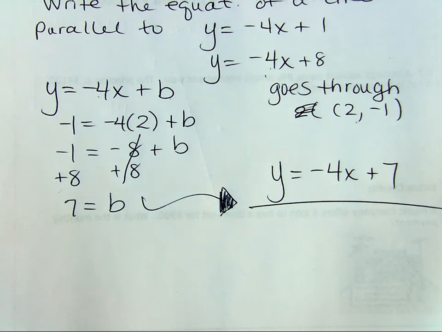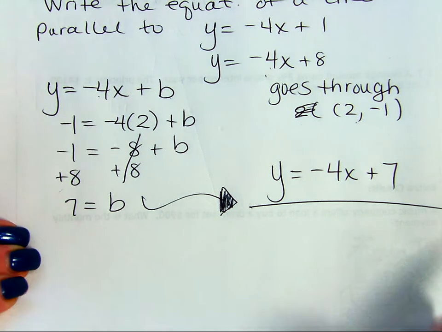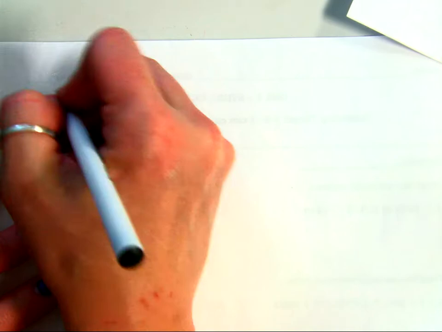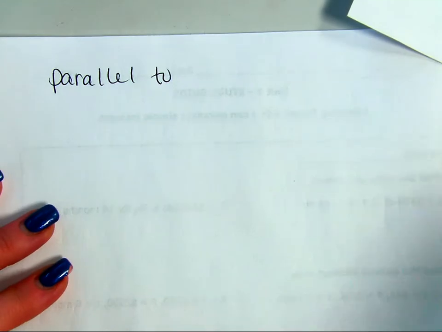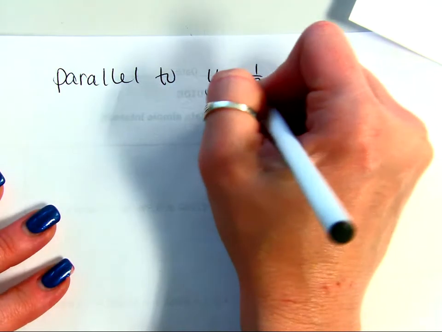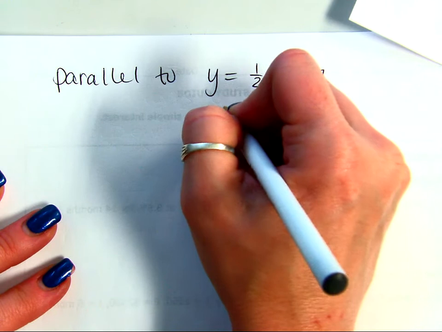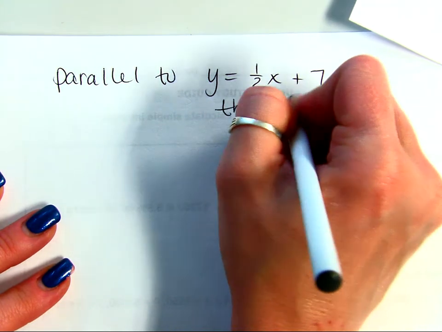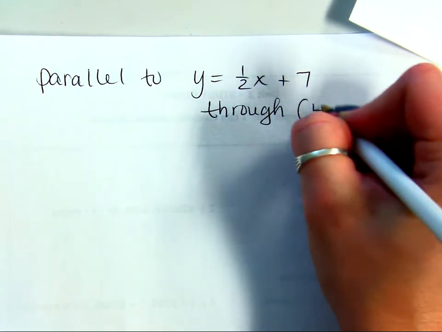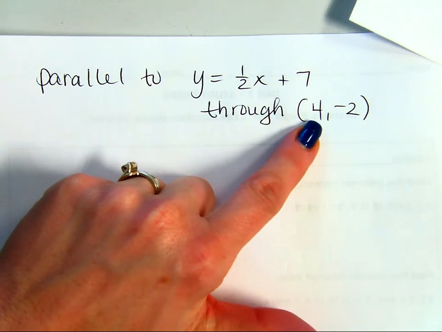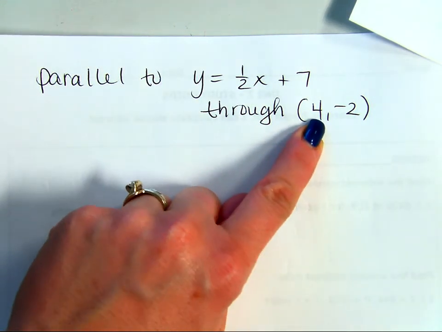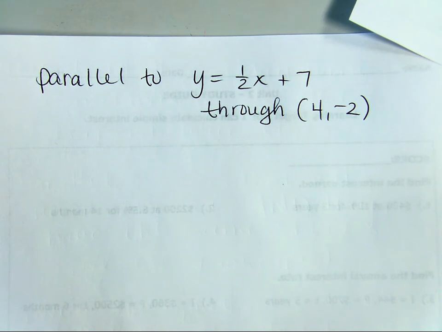So let's take this next one and do another one. I need it to be parallel to y equals 1/2 x plus 7, and I need it to go through, meaning I need this point of 4, -2 on that line. So I can't just pick any old y-intercept. I can't just change that 7 to a 5 or a -2 because I won't be guaranteed that it goes through that point then. The only way to guarantee it's going to go through that point is if you incorporate that point into your work, right?